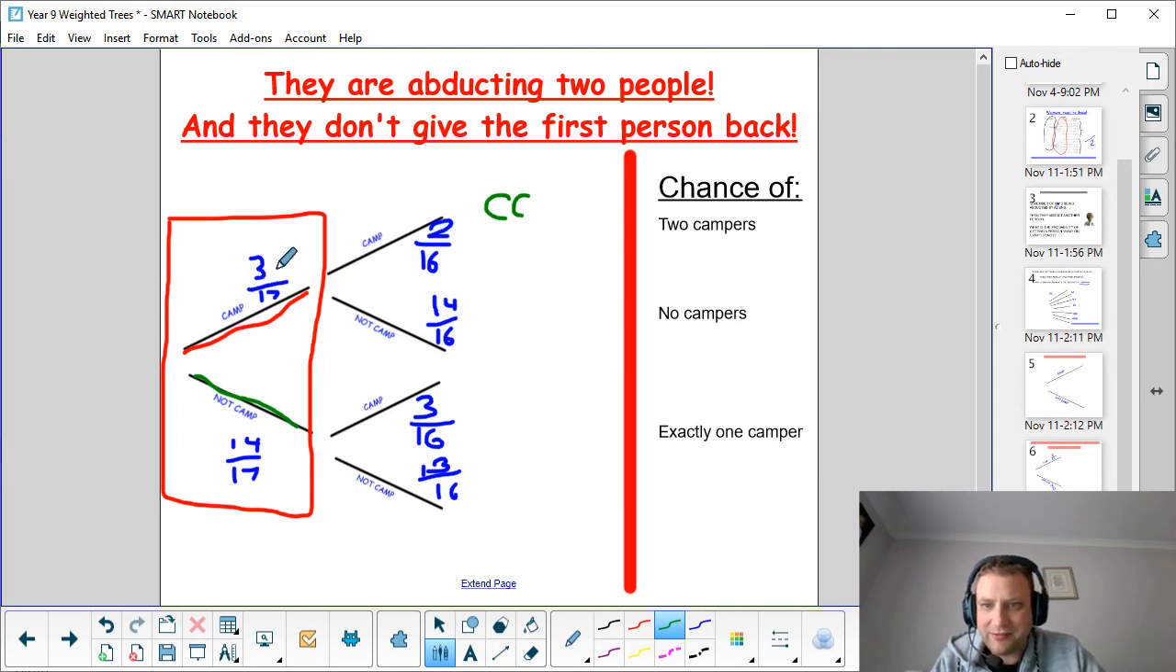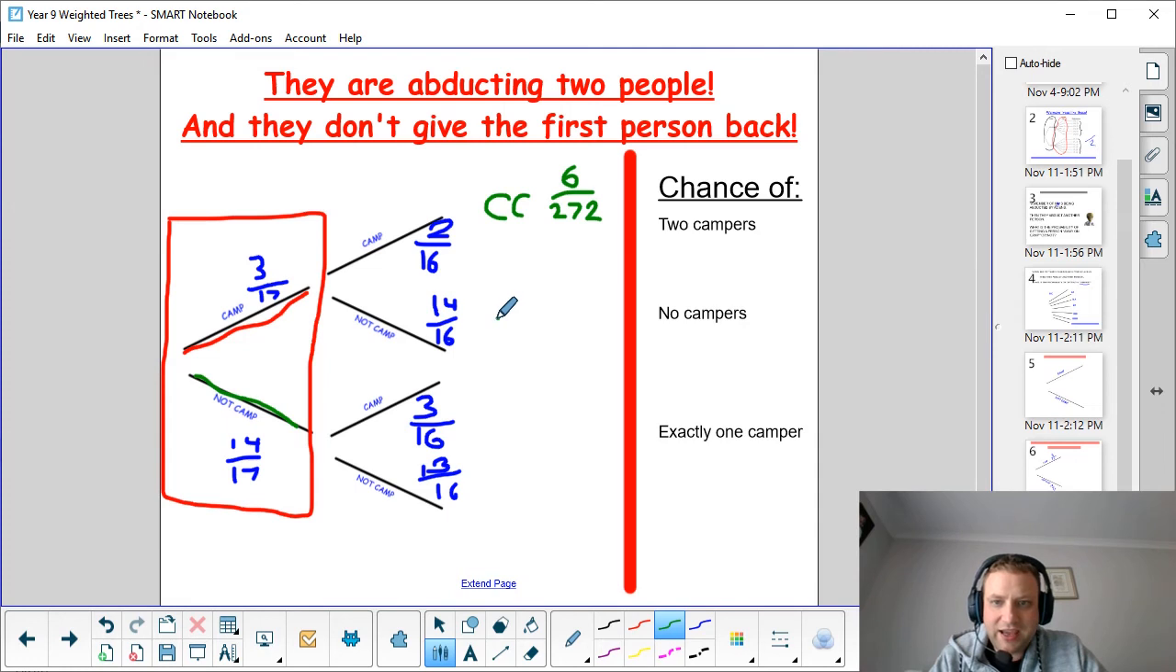So first of all, our first outcome could be that we get a camp person and another camp person. All right, so you have to go through this branch and that branch. It means you have to times 3/17 by 2/16. Okay, that means times top by top, bottom by bottom. Use your calculator. So we're not going to simplify these down at the moment, though your calculator would do that for you. It's basically 6 out of 272. That's the chance of that happening. Okay, very, very small because this is a very, very small group, right? 6 out of 272 isn't a very high probability.